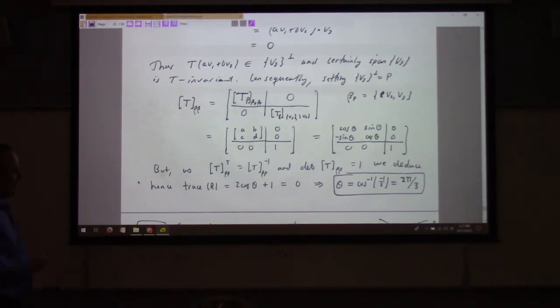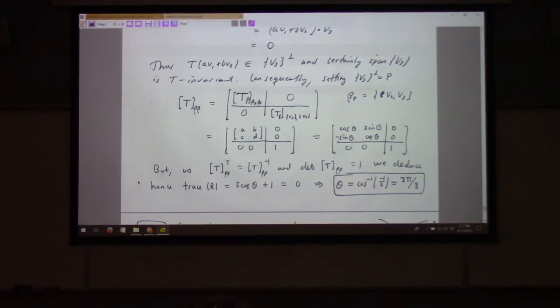And so once you know that, then it's easy to finish the problem, because the trace of this matrix is 2 times cosine theta plus 1. And the trace of a matrix in any basis is equal to the trace of the transformation. So I told you that the trace of the transformation was 0, so that makes 2 cosine theta plus 1 equal to 0, which means that theta is inverse cosine of negative a half, which is apparently 2 pi over 3.